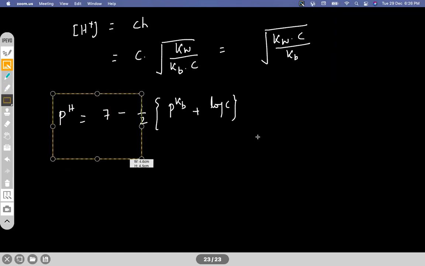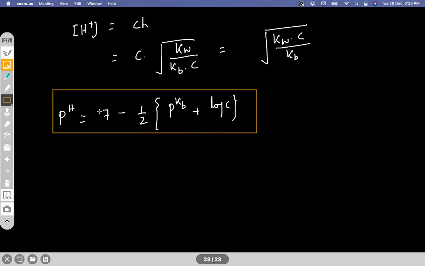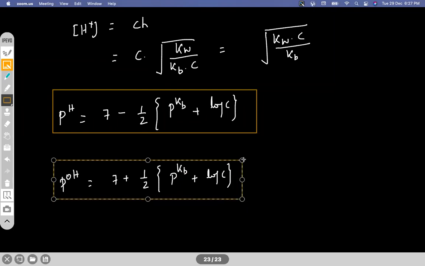Always remember, this 7 that we get here is because of the temperature we are taking, 25 degrees Celsius. I haven't seen any question where they change the temperature, so you need to consider this only, but keep this in mind. It is pKw by 2 over there. Now pKw is 14 at 25 degrees Celsius, hence we get 7 here. If it is not 25 degrees Celsius, then we can have anything else. pOH would be 7 plus half of pKb plus log C. This is the expression you get.